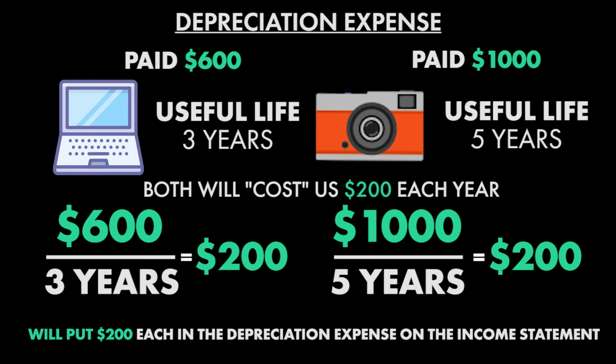This does not mean the company actually paid $200 each year for those assets. They already bought them. They already paid $600 for the laptop back in the day. They already paid $1,000 for the camera a few years ago. But they're actually allocating exactly their core amount for their useful lives on the expenses as they use them. A little bit like the matching principle and cost of goods sold.